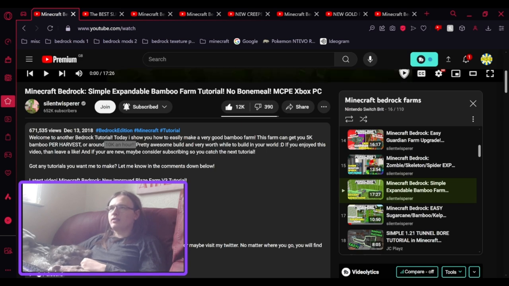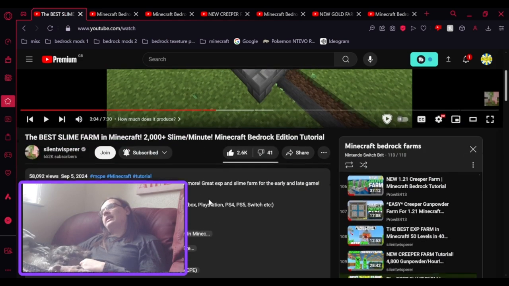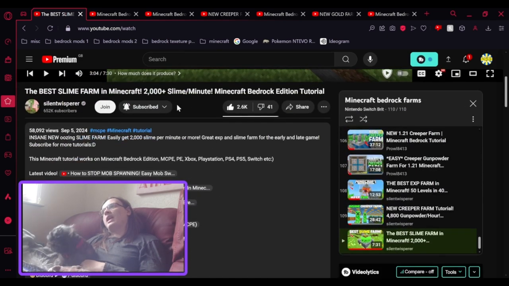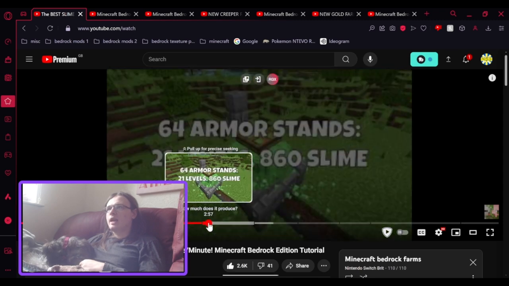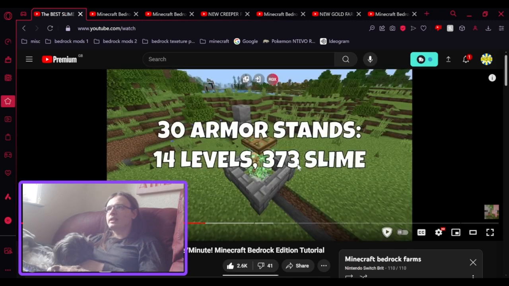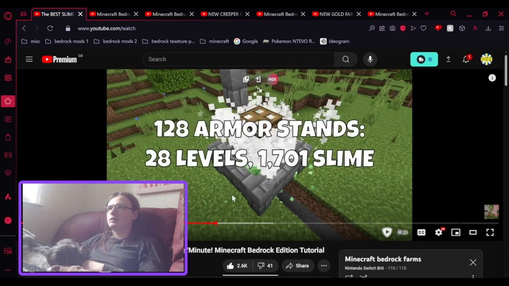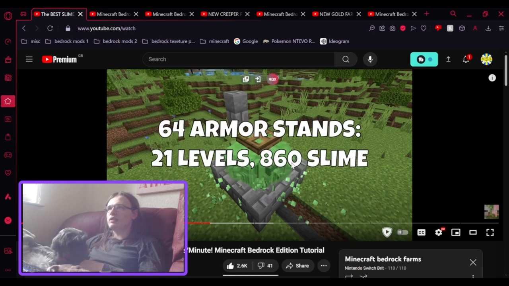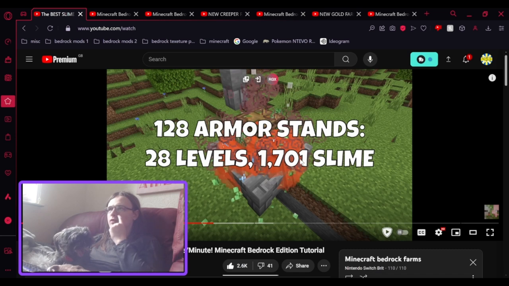So, next up. This one I had to redo a bit, something a little bit special for it. This is Silent Whisperer's brand new slime farm that produces 20 plus 1,000 slime a minute. But this is dependent on how many armor stands you've got. 30 will get you 373 slime. 64 will get you 860. And 128 armor stands will get you 1,701 slime an hour.